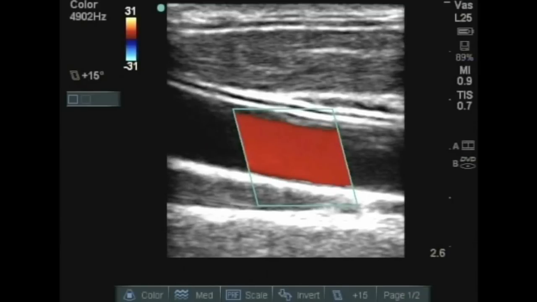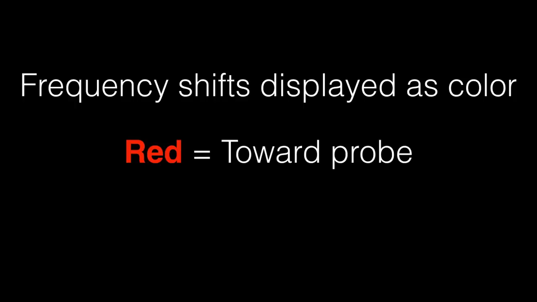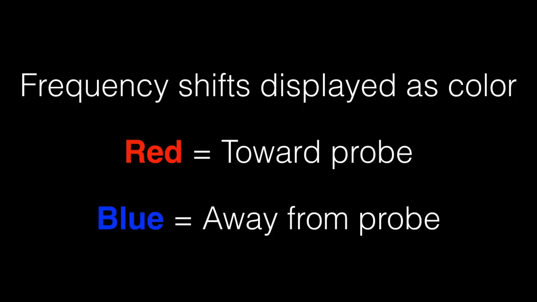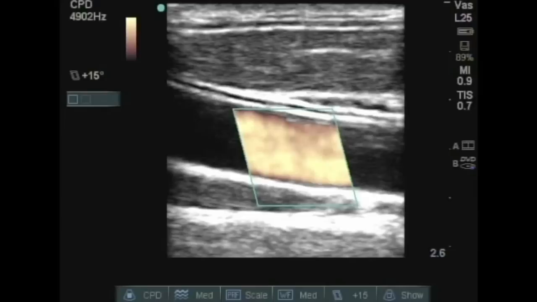Now something to remember about color Doppler is that we have an artery here shown in red, but frequency shifts are displayed as color, meaning red is movement towards the probe and blue is movement away from the probe. So it's purely on relation of motion relative to the probe. By convention, we try to make arteries appear red and veins blue, but just activating color does not tell you whether the vessel you're looking at is an artery or vein.